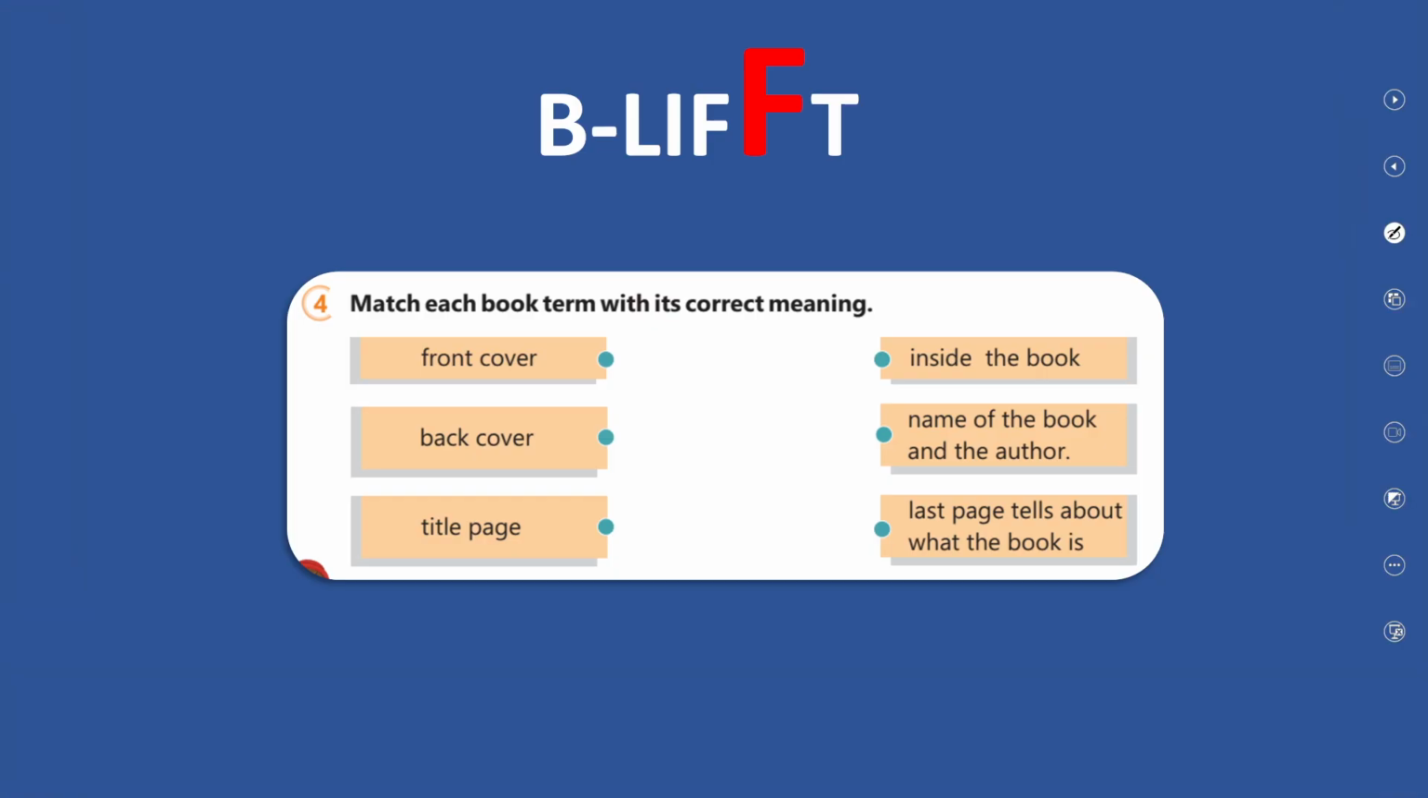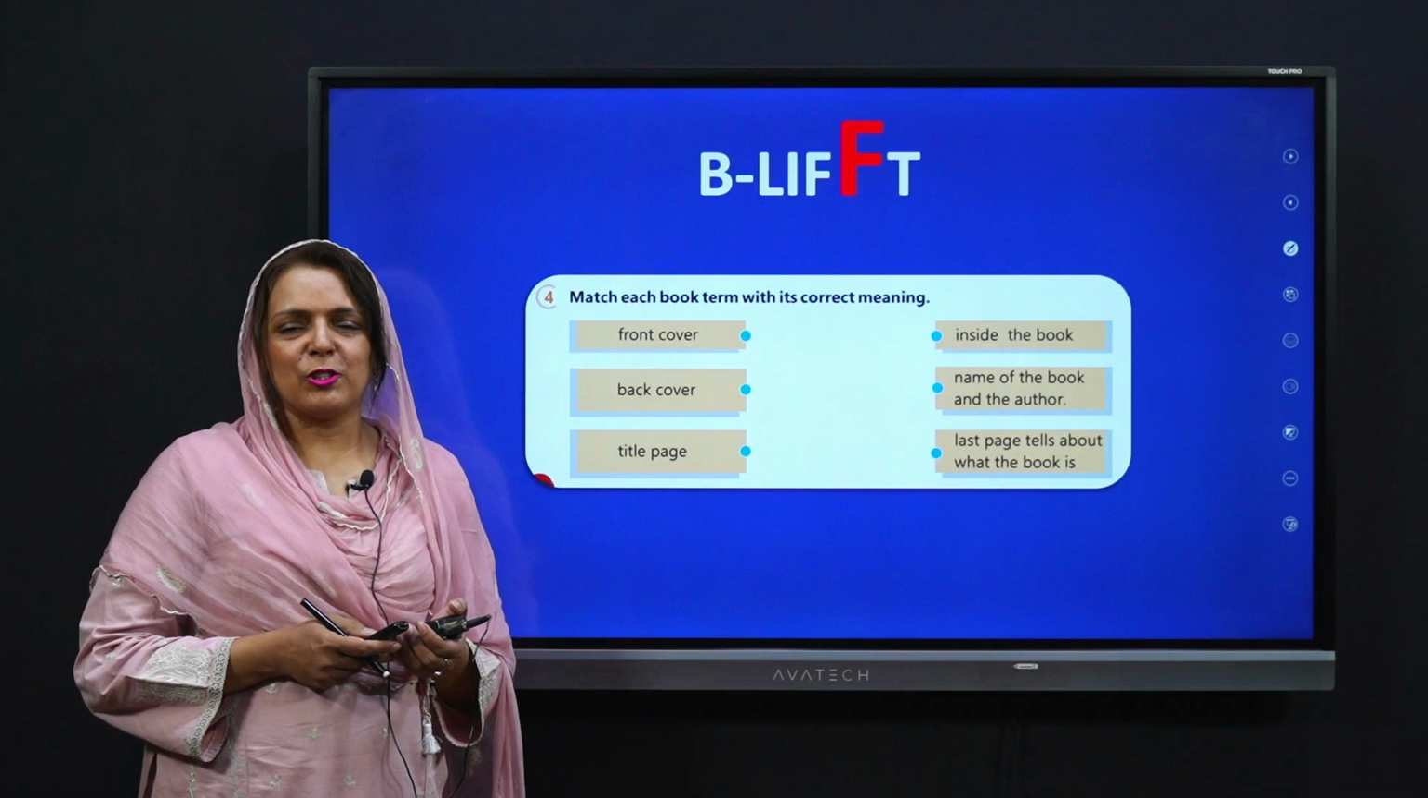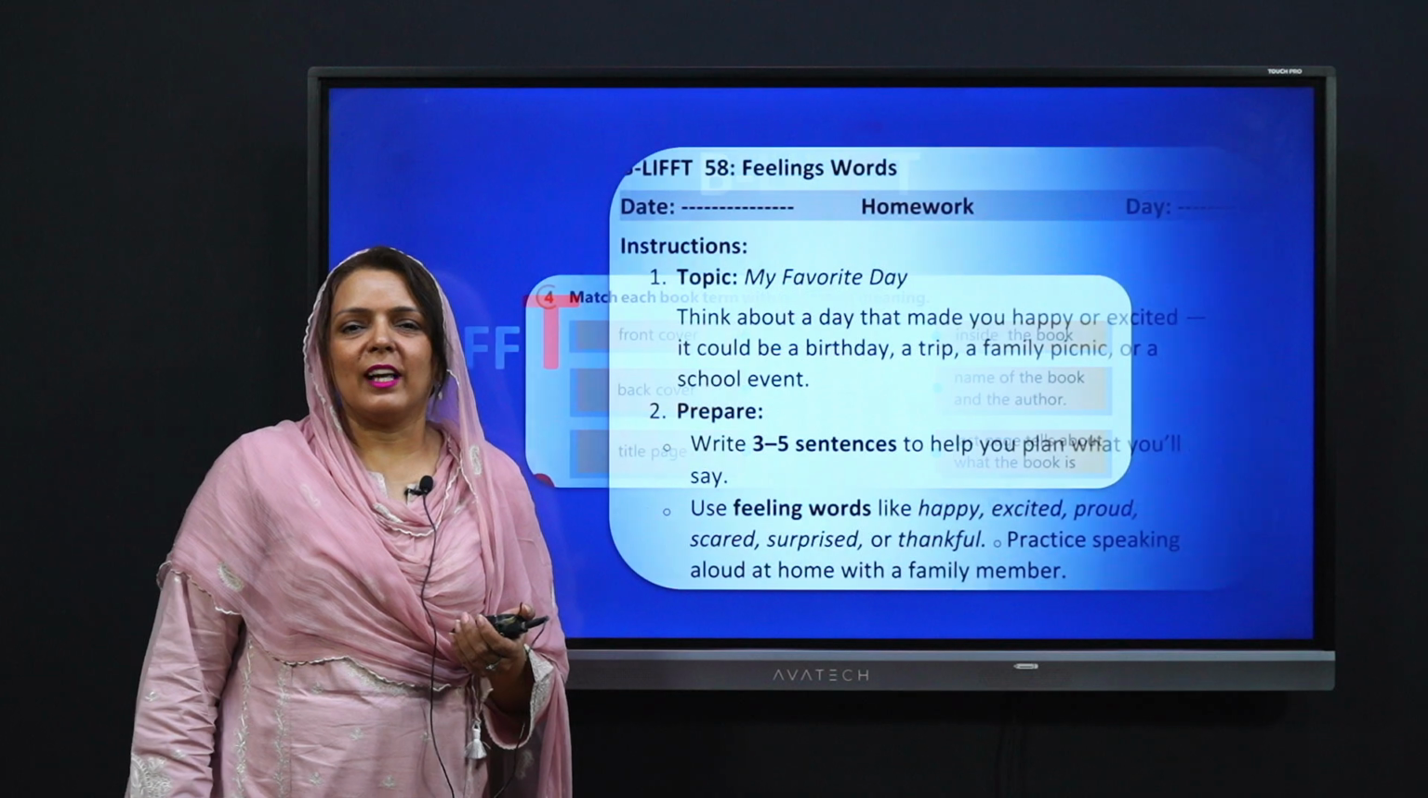Now, to check your understanding of the focus, we have designed this formative check, which is very easy. Do it in the class with the help of your teacher, then go home, do your homework.